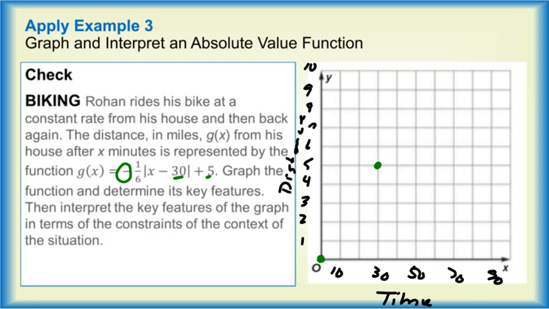It just means if his home is at 0 miles away, he didn't go anywhere, so the distance he traveled is 0. So 0 time, 0 distance. So if that went 30 to the left of the vertex, if I go 30 to the right of the vertex, that would be here at 60, 0. I would now have my absolute value graph or function. Now we're going to use that and interpret the key features.